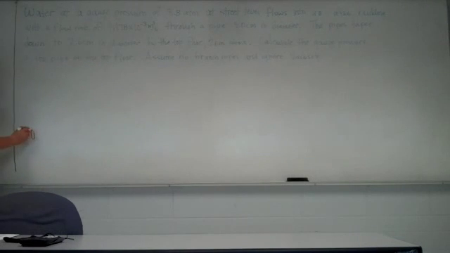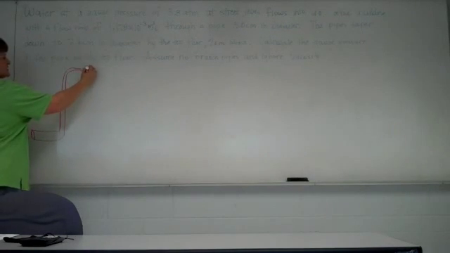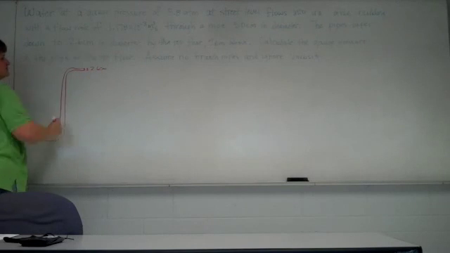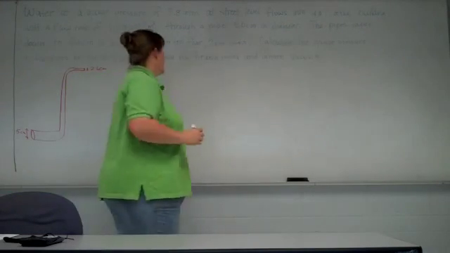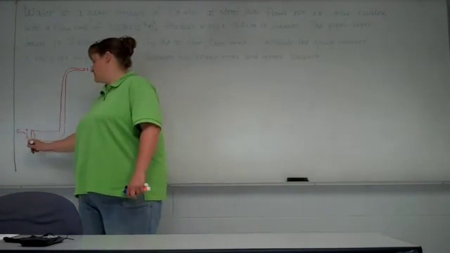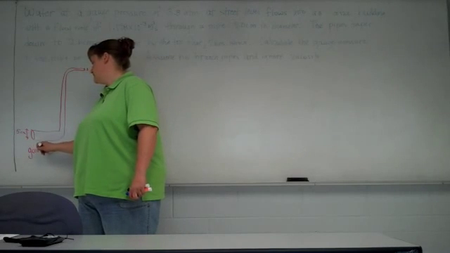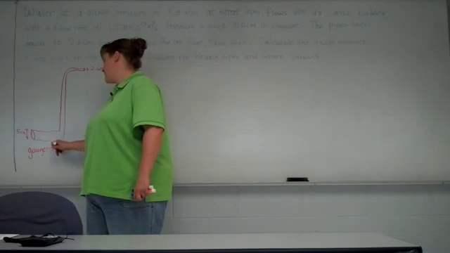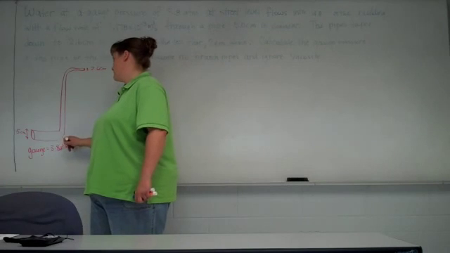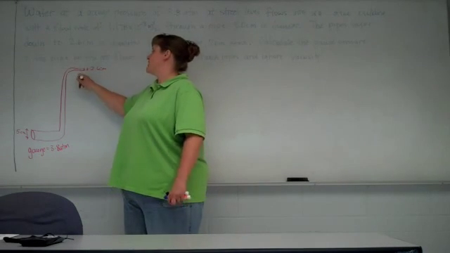So basically, we have a pipe down here. Somehow in the process of getting to the top floor, it's 5 centimeters in diameter down here. It's only 2.6 centimeters in diameter up here. The gauge pressure down here is 3.8 atm. We want the gauge pressure up here.